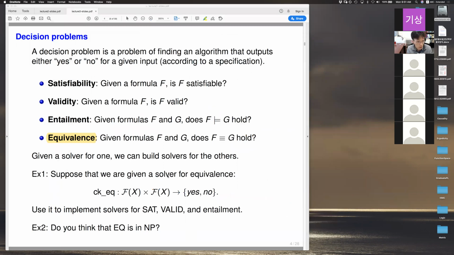Now I will give you maybe 3 minutes to think about exercise 1 and exercise 2.